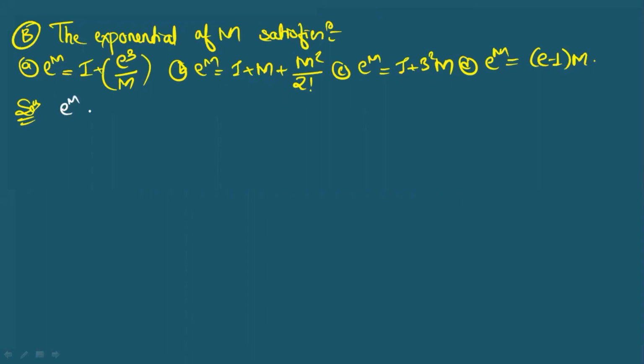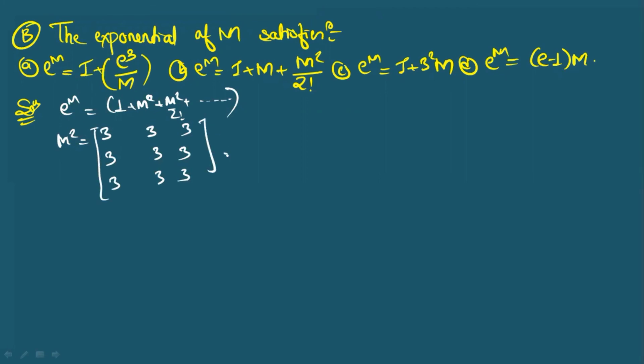Next, the exponential of M satisfies which relation out of these? The exponential of M can be written as 1 plus M plus M square by factorial 2 plus and so on. This is the expansion. Now M square can be written as, because all the elements are 1, 3, 3, 3 in every entry. You can do it and see if you have doubt. Similarly, M cube is 9 in every entry.